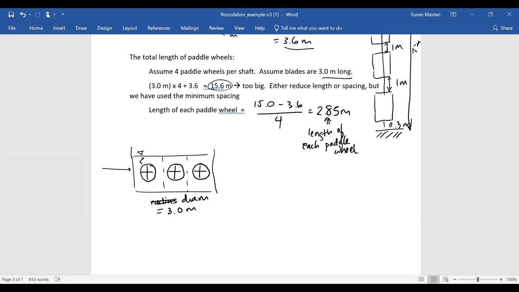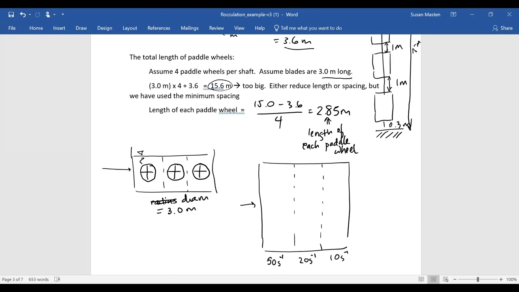The plan view looks like this. Again, we have three compartments. The G value starts at 50 inverse seconds in the first compartment, 20 inverse seconds in the second, and 10 in the third. We have a center shaft in each. And we have four paddle wheels on each, and the length of this paddle wheel is 2.85 meters.